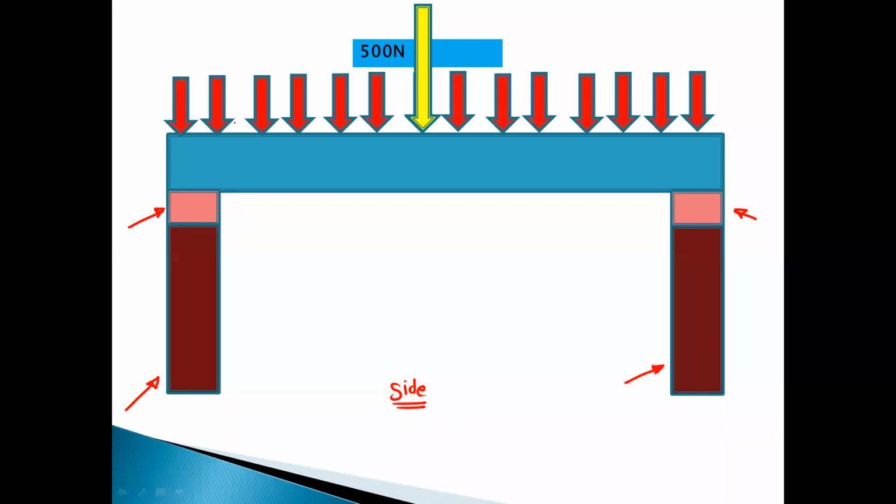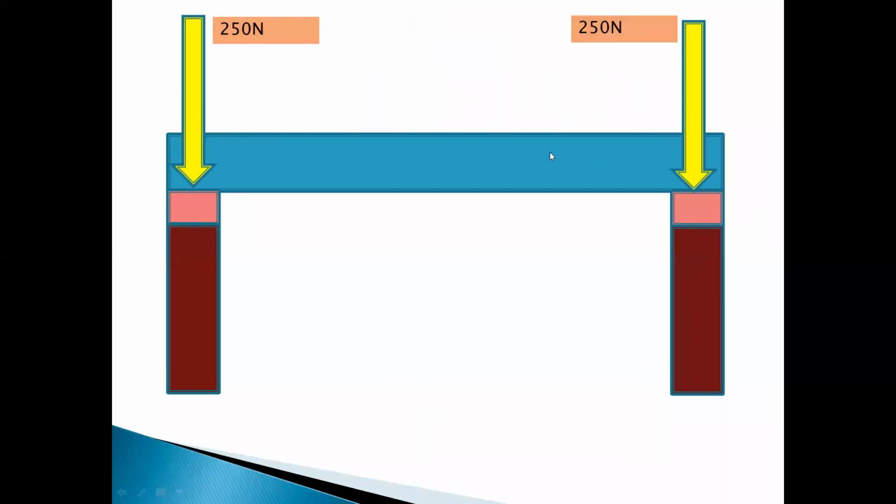So total weight due to all load is 500 Newton. Okay, so out of this 500 Newton, this column or the beam will carry the half load. Okay, so here you will see the 250 Newton and this will carry the 250 Newton. Okay, so this is the half load which is carried by beam on the left side and beam on the right side.